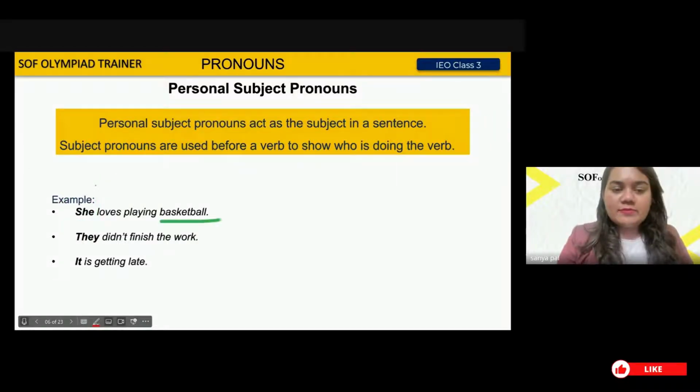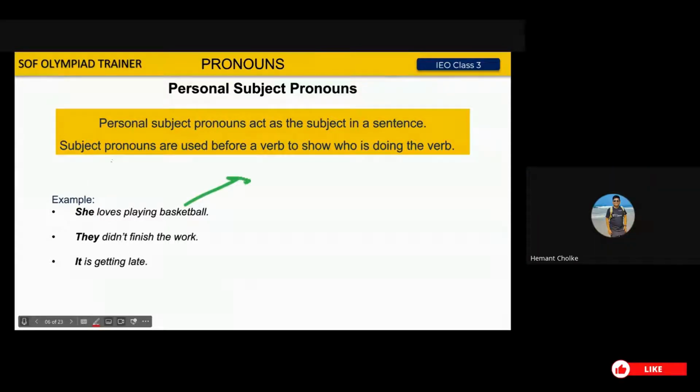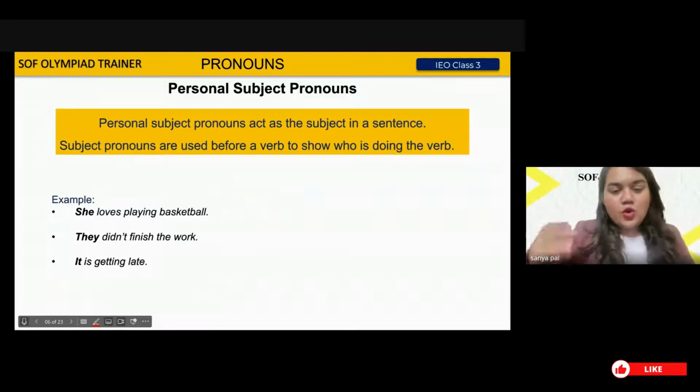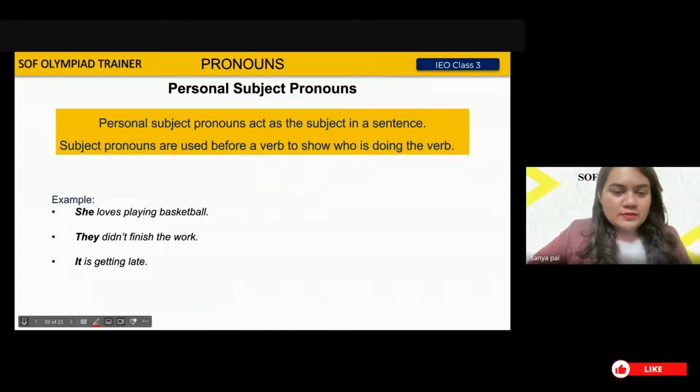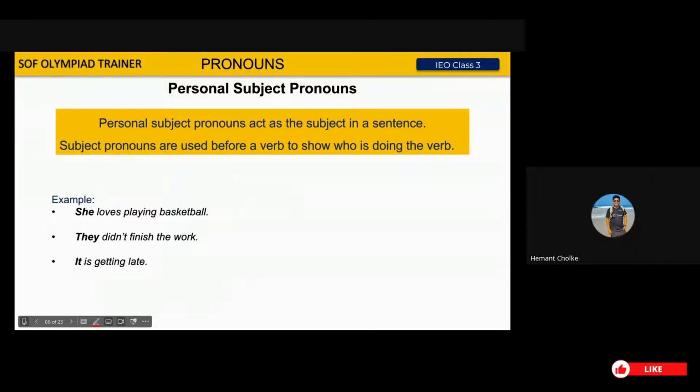And what is basketball? May I ask Malar, what is basketball? Basketball is the thing she loves to play. So, what is that thing she loves to play? Who is experiencing the love right now? Okay, basketball is the object. Very good. It's the object.